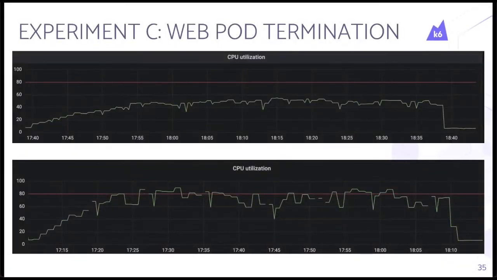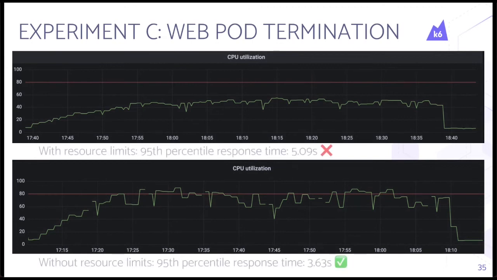And here's what the third experiment looked like when I removed the resource limits. This is the web pod termination. This one had already been pretty close to the response time hypothesis. So when it was able to use just a little bit more CPU, you can see it going above, at least for one node. The response time did drop significantly to 3.63 seconds.